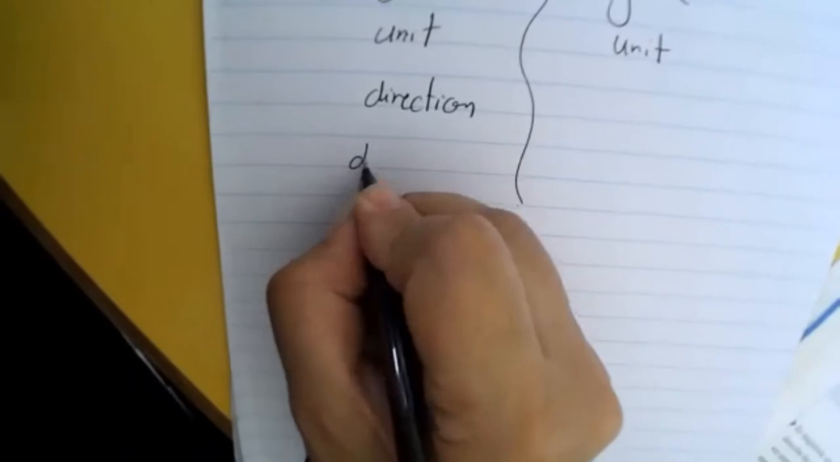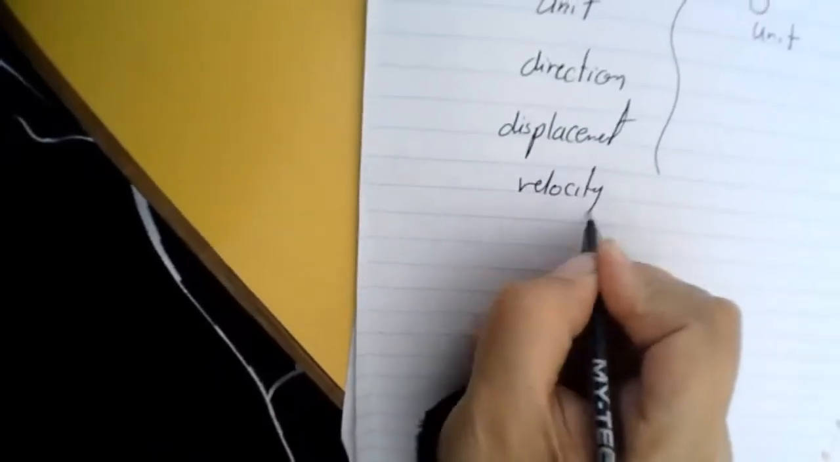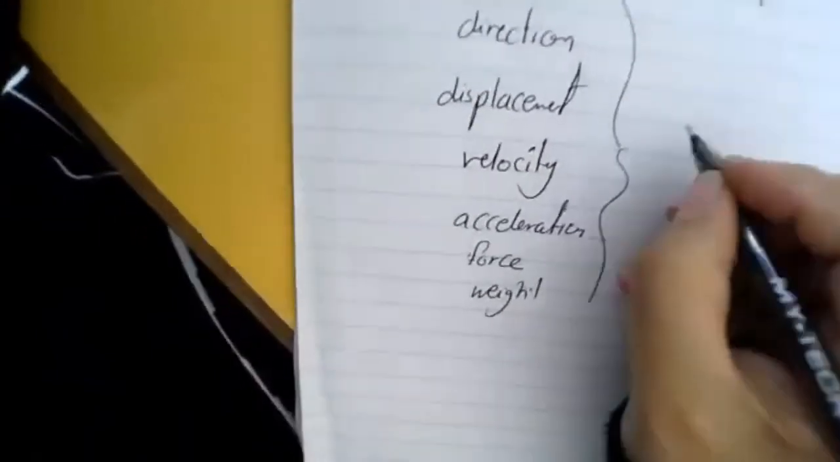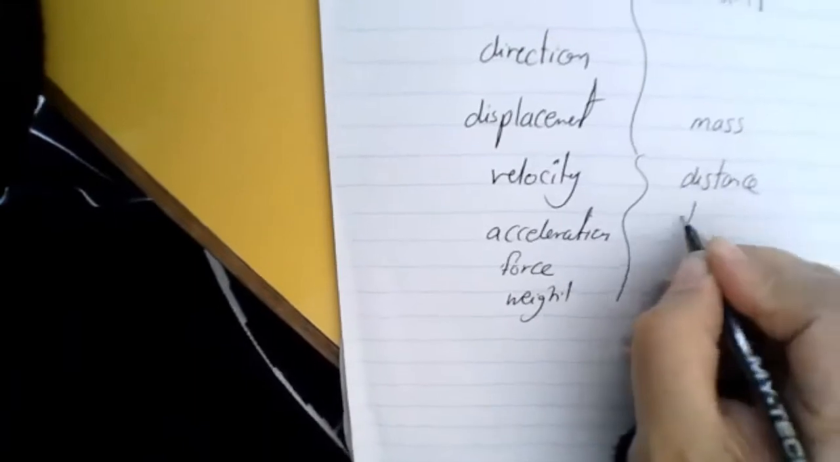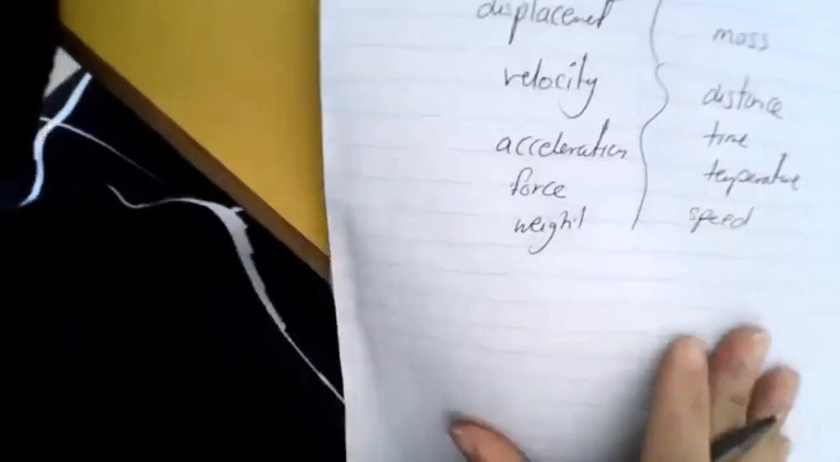Some of the physical quantities that you have to know are vectors, determined by the direction, such as displacement, velocity, acceleration, force, and weight. How about some of the scalar quantities that you've studied before, like the mass, the distance, the time, the temperature, and the speed, because we don't have to mention the direction of the speed of some person.